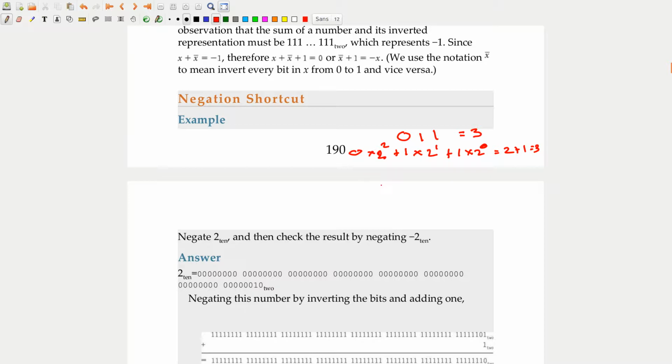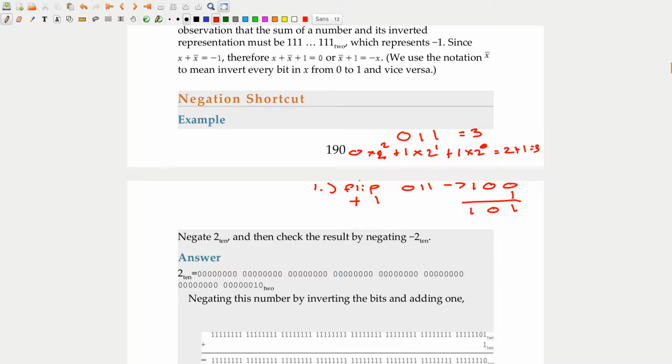Okay, so if we wanted the negative version of this, we can do something called 2's complement. And that's where we flip all the bits. So step 1, flip. So 0, 1, 1 goes to 1, 0, 0. Now, the next part is we add 1. So we add 1 to this, and we get 1, 0, 1.